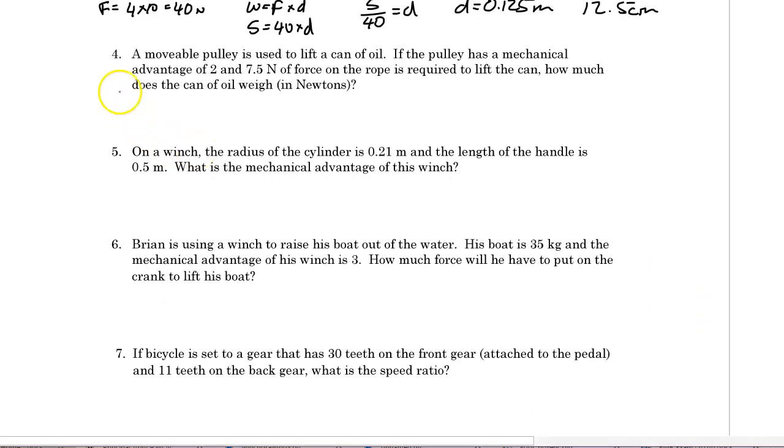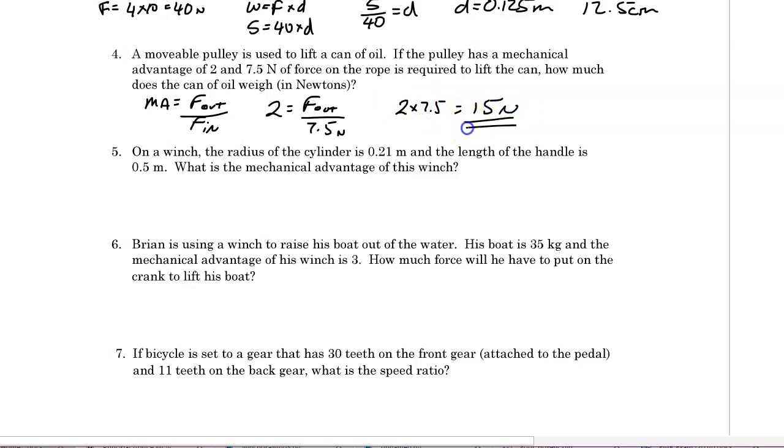Taking a look at number 4, the mechanical advantage, in this case, is force on the output divided by force on the input. Now we've been given a mechanical advantage of 2. We're looking for how much comes out. We're putting in 7.5 newtons of force at the effort or input. And so 2 times 7.5 gets a total of 15 newtons in this pulley system.